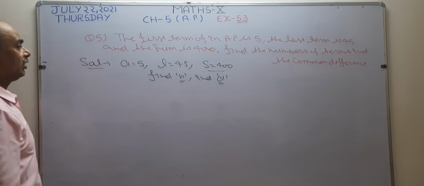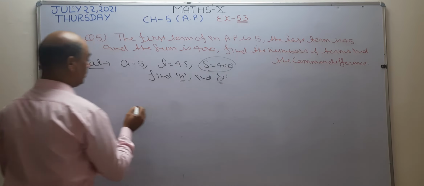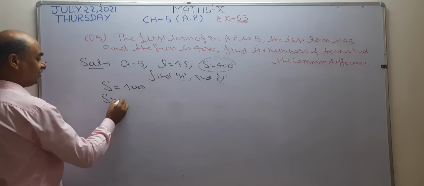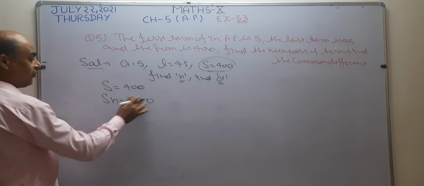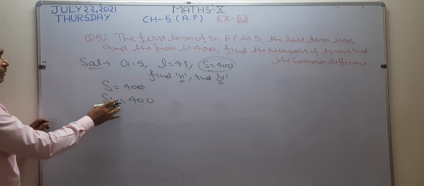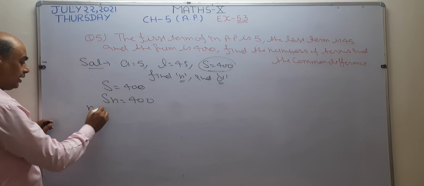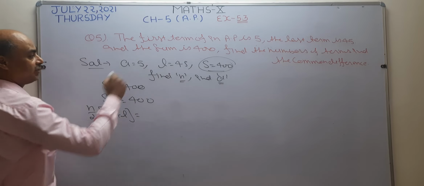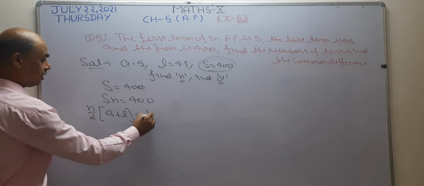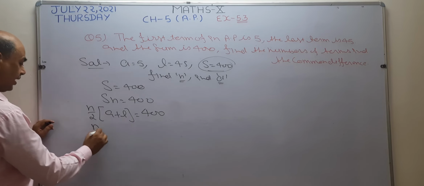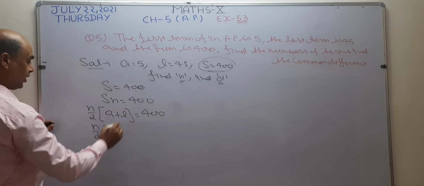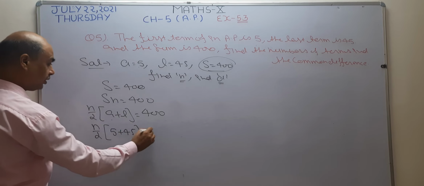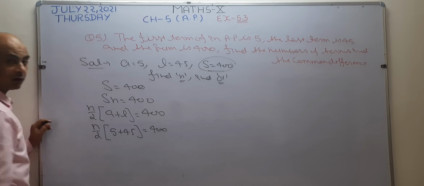Okay. Now what is given? Sum. When only S is written, it means it is going to be represented by Sn. It means the sum of n terms is there. So for finding the sum of n terms, I want to use this formula: n by 2 (a plus l). Why do I use this formula? Because the first and last term are given. Simple. Equal to 400. Now n by 2 into what is the value of a? 5. What is the last term? 45, equal to 400.